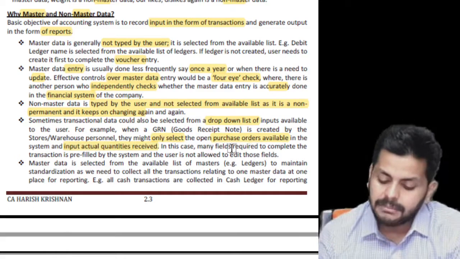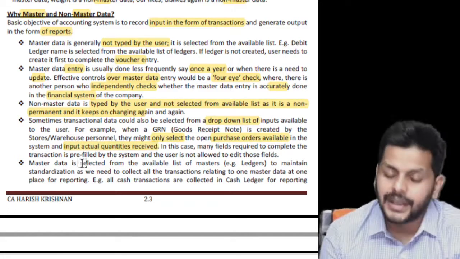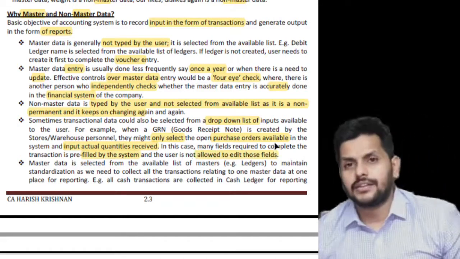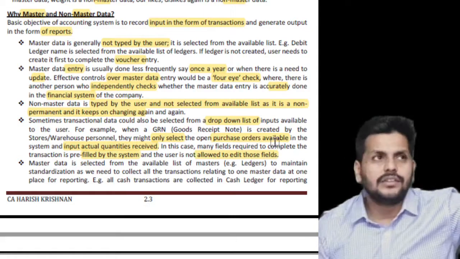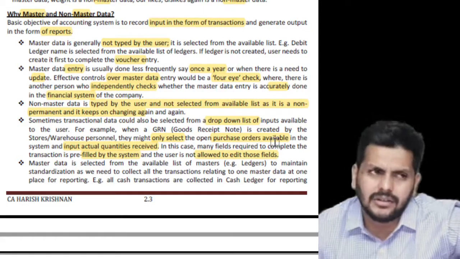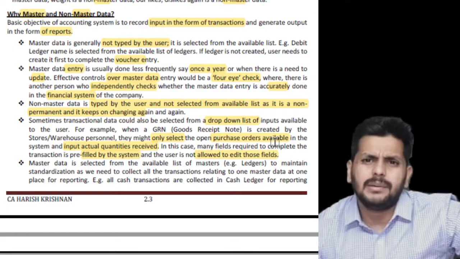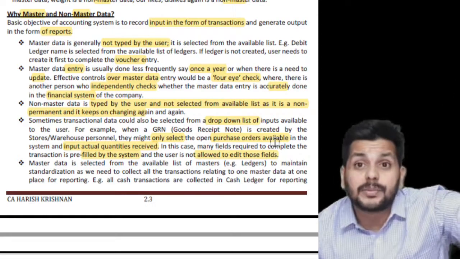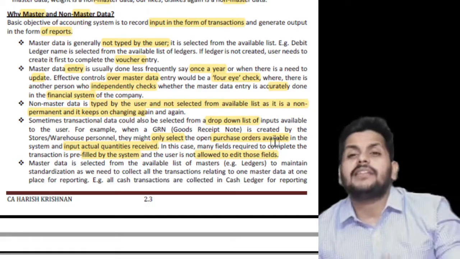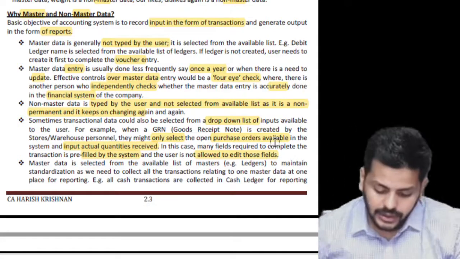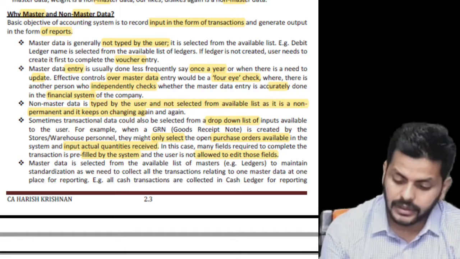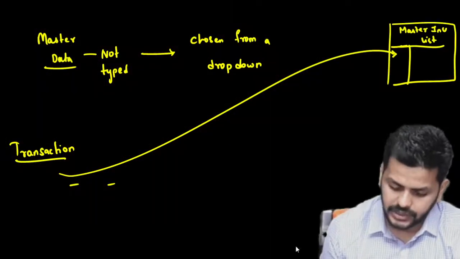In this case, many fields required to complete the transaction are pre-filled by the system and the user is not allowed to edit those fields, like name of the vendor, how much you already received, how much you received now, what is the balance, date. All these are not editable fields. Why should you edit all those? They automatically will come in. Only thing is you have to select against which purchase order you received goods. So can we select it? Yes. Now, instead of just reading that out, I would definitely want to show you, and I want you to be very clear on this one. Concentrate here. Small example, okay?